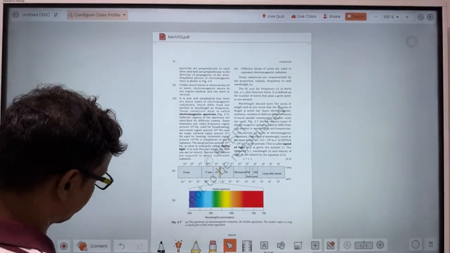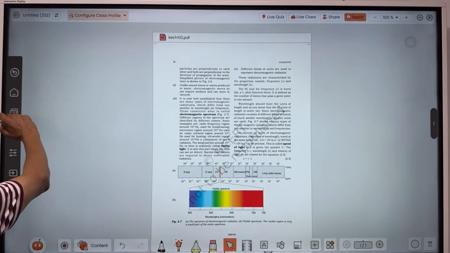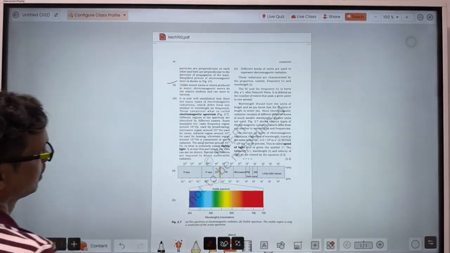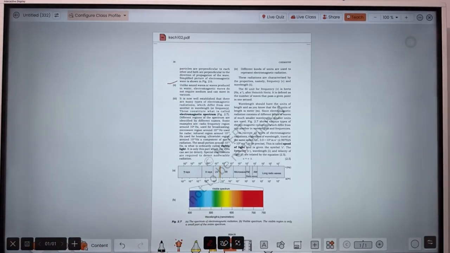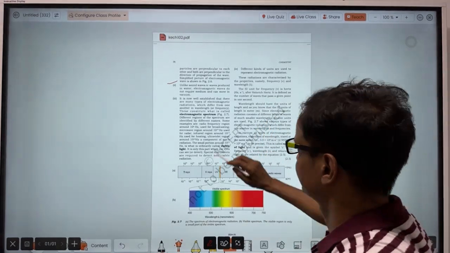Okay, one point you may already know: to propagate the electromagnetic wave, there is no requirement of a medium. Unlike sound waves or waves produced in water, electromagnetic waves do not require a medium and can move in vacuum. You already know electromagnetic waves can travel in vacuum also.